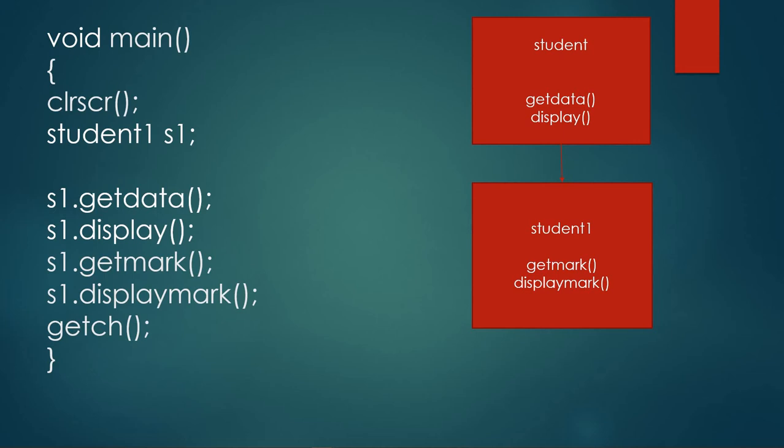Here two classes are used, student and student 1. In student, two member functions are there, get data and display. In student 1, two member functions, get mark and display mark. Here, which is the derived class? Student 1 is the derived class, student is the base class.